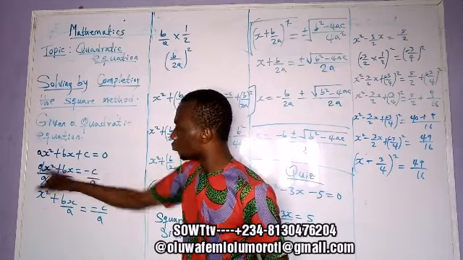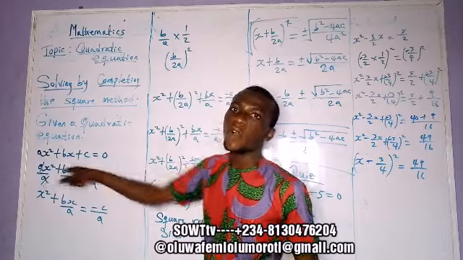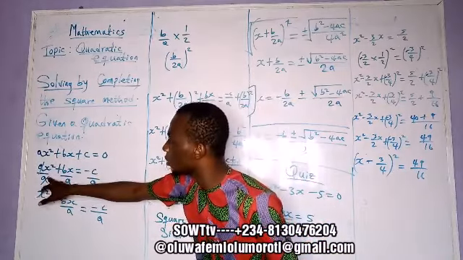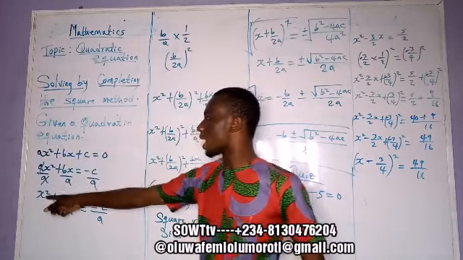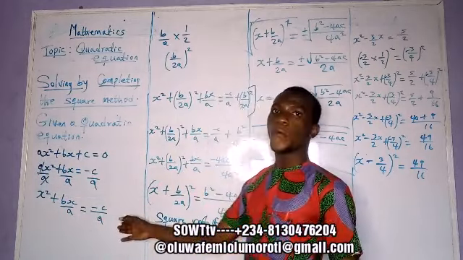Ax squared divided by a, bx divided by a, and minus c divided by a. That's what we mean by all through. When there is a cancellation here, a cancels a, and we are left with x squared plus bx over a equal to minus c over a.